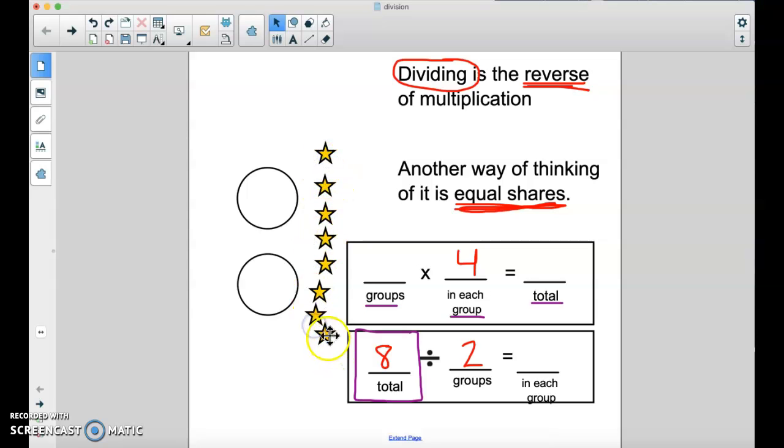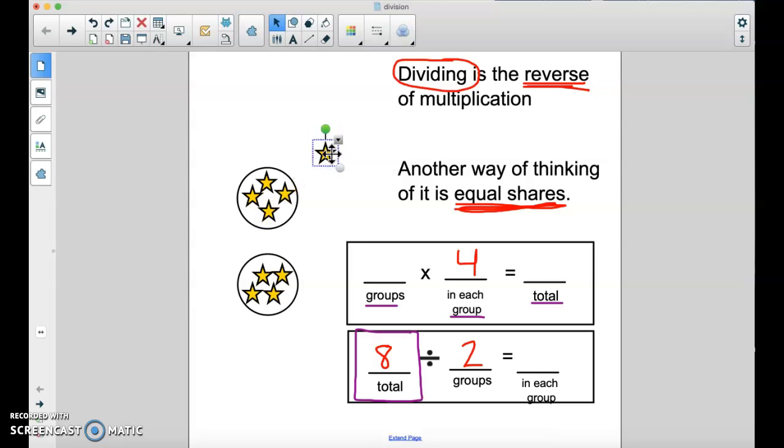So that's saying that I have 8 total stars and I have 2 groups right here. Now I need to put all those stars so that they both have equal shares. They both have to have the same because it's not fair if one person gets more than the other. So now I'm going to say, okay, you get 1, you get 1. You get 2, you get 2. You get 3, and you get 3. And you get 4, and you get 4. And please ignore that. There we go.